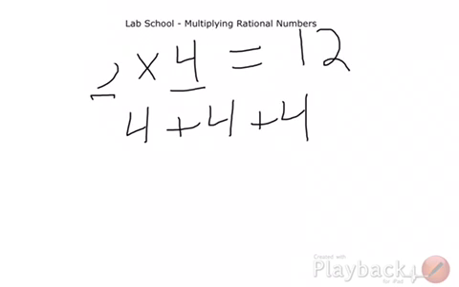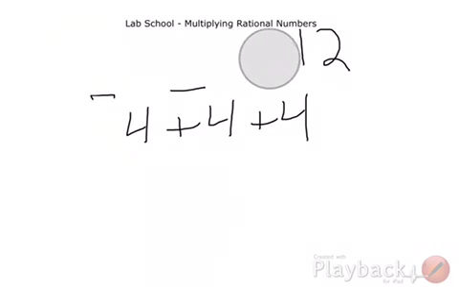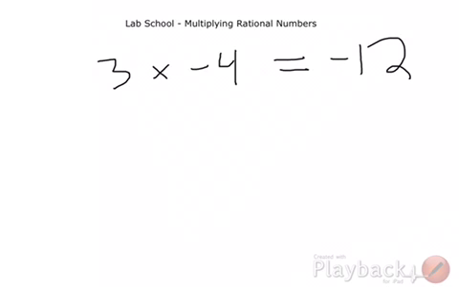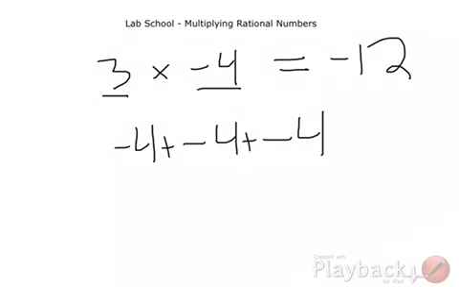If we move on to something a little bit more advanced, we could change the problem up and say 3 times negative 4. And since we have a positive times a negative, the rule says that that's going to give us negative 12. The reason is that it means we have 3 groups of negative 4. So if you have 3 groups of negative 4, add them all together, follow the integer rules, that's negative 12.